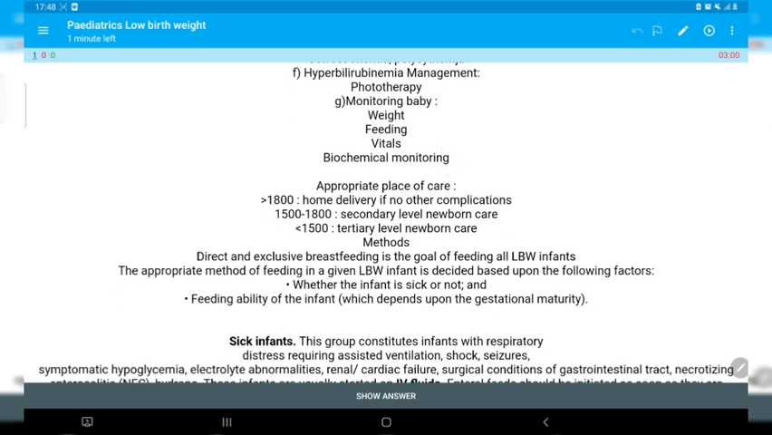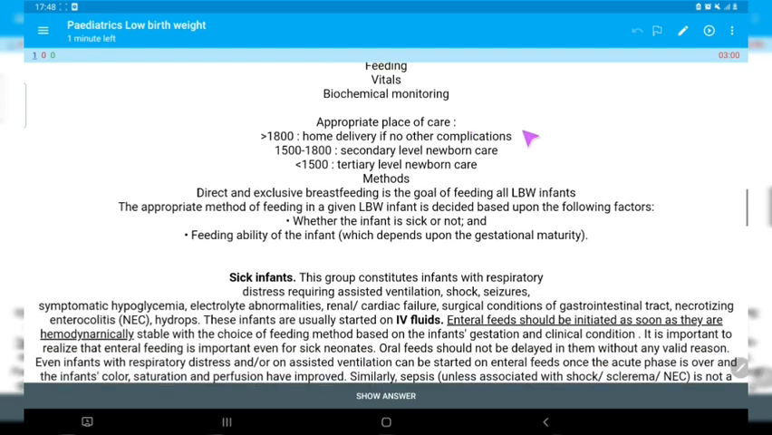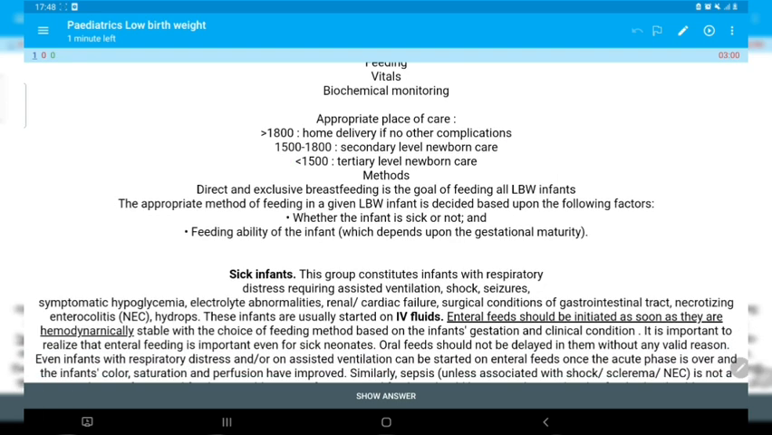Biochemical monitoring means appropriate place of daily care. More than 1800 grams, if no other complications, means we can do home delivery. 1500 to 1800 grams means secondary level newborn care, and less than 1500 grams means tertiary level newborn care. Okay, methods.